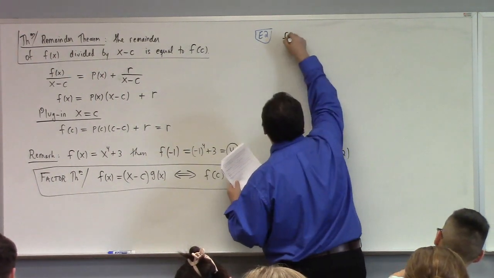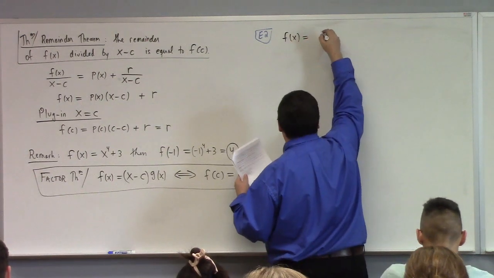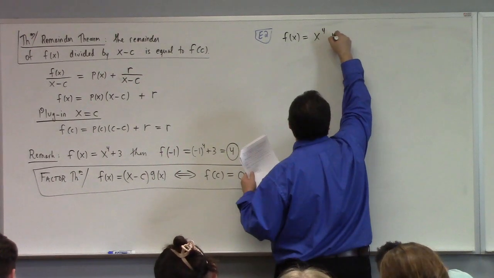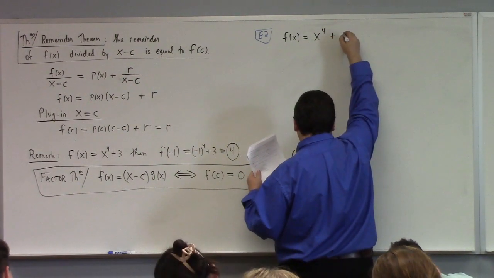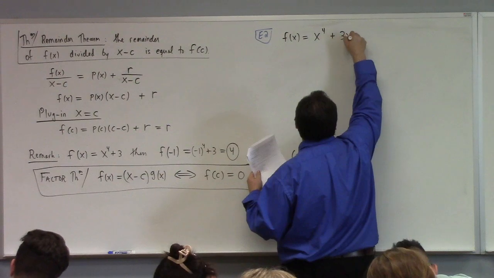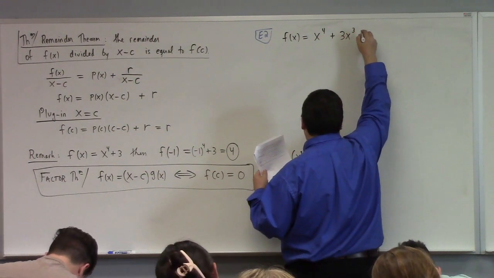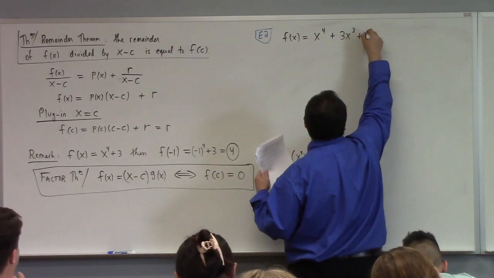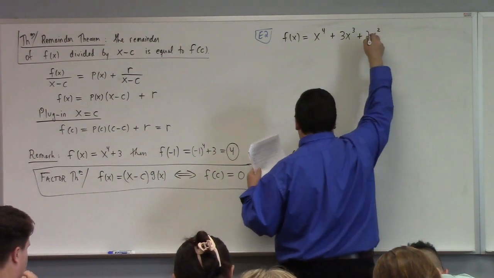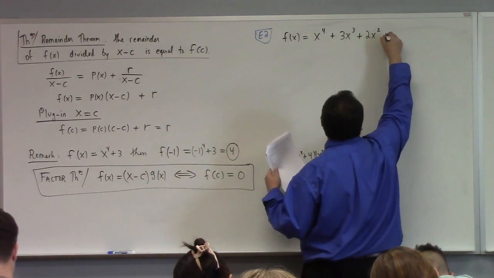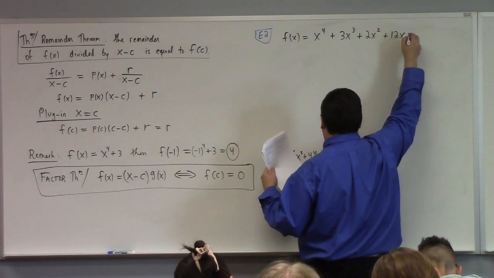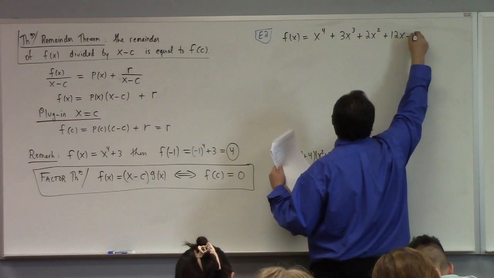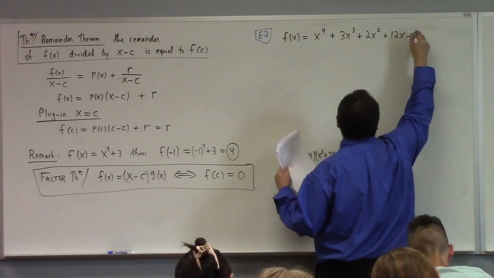All right, so here we go. f of x equals x to the 4th plus, excuse me, 3x cubed plus 4 plus 2x squared plus 12x minus 10. All right.